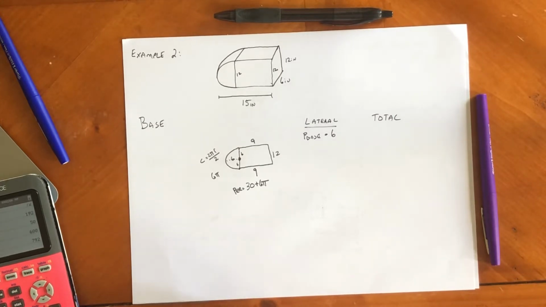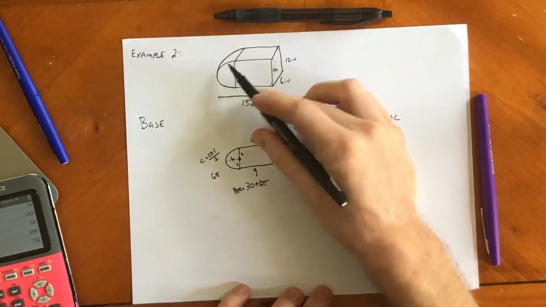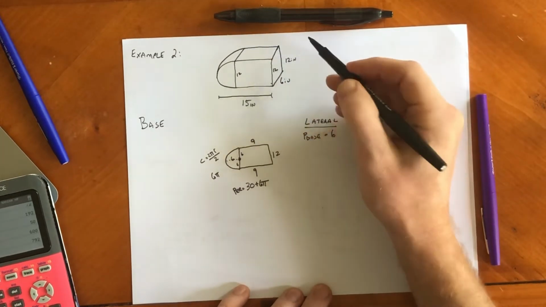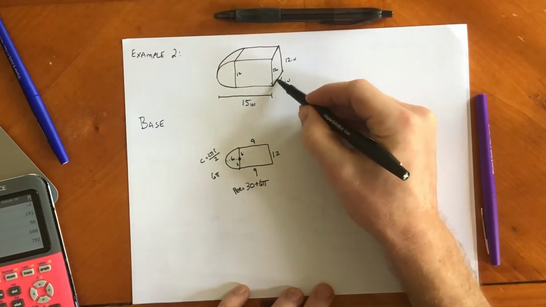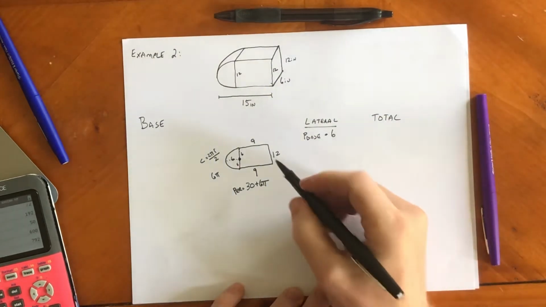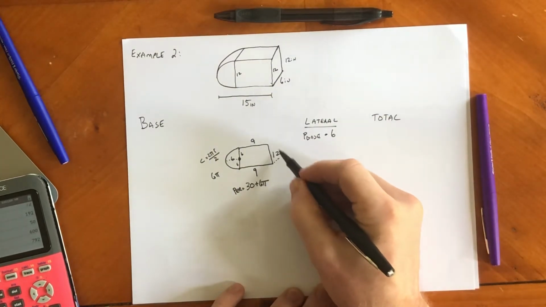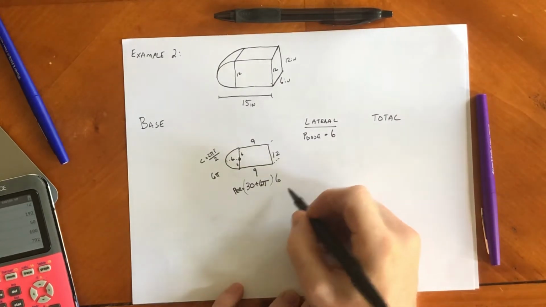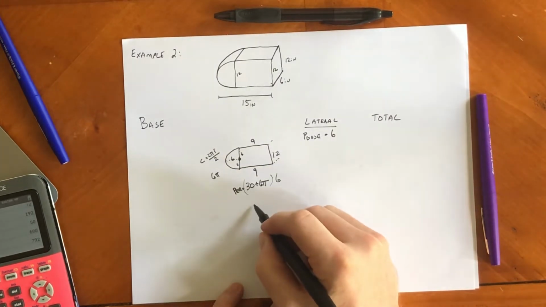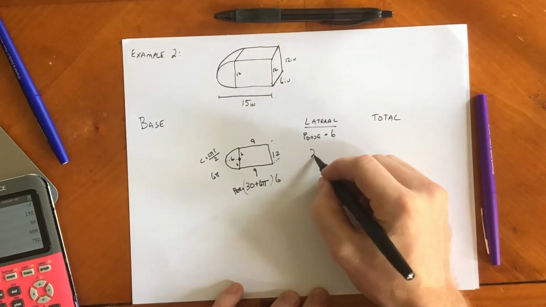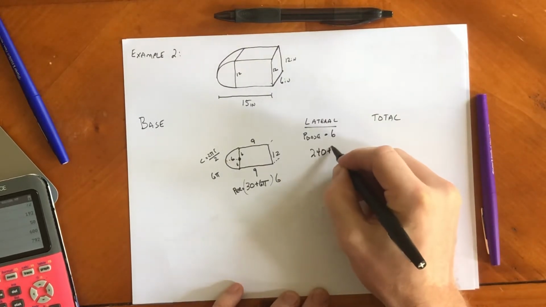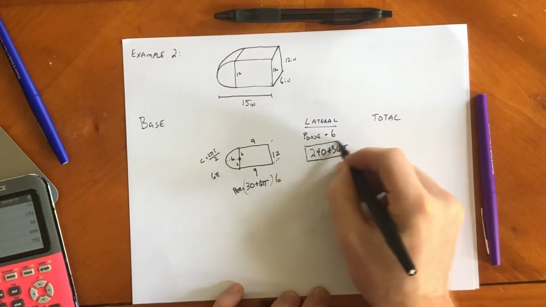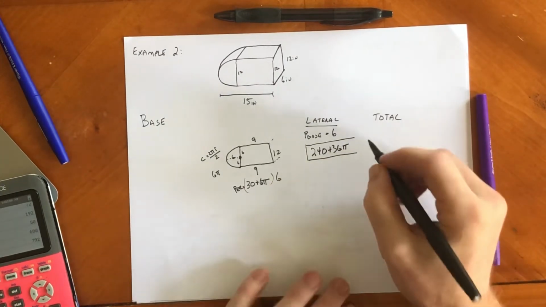Now what I have to do is take that perimeter of the shape and multiply it by going this way, 6 deep, because I'm 6 deep here. So take that thing and multiply by 6. So that'll be 240. Lateral area is 240 plus 36 pi. Right? So that's just my lateral area, and my units are inches squared.